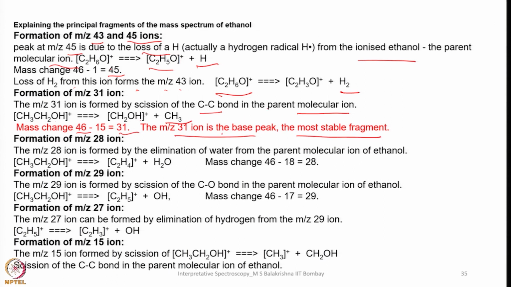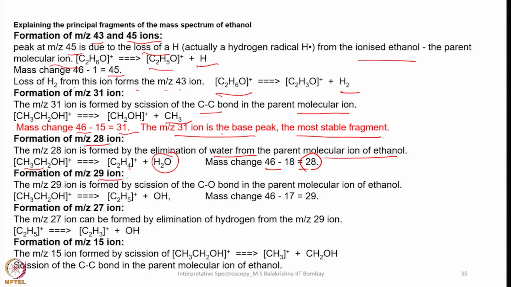Of course you can go back and look into the spectrum. Then formation of m/z 28 is formed by the elimination of water from the parent molecular ion peak. So for example, if you consider CH3CH2OH plus and if you remove water, you get C2H4 plus. This has 28. Mass change is 46 minus 18, which is 28. This is the systematic analysis of the spectrum that one should do for every spectrum you look into.